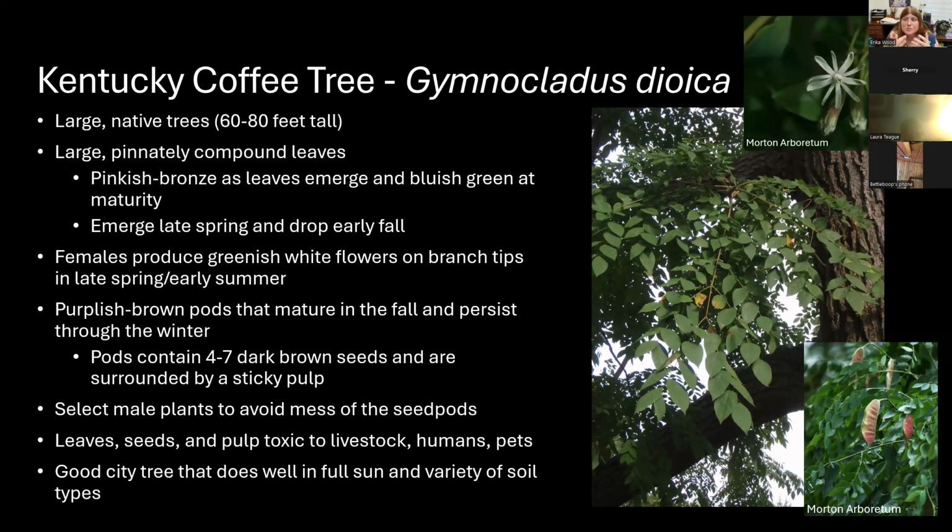And kind of speaking of the leaves, depending on the mature stage of the leaf, it's going to vary in coloration. So as it emerges, it's kind of more of this pinky reddish bronze color. And then as it matures and gets older, it becomes more of that kind of standard bluish green coloration. And then, of course, it'll also have some color change in the fall as well.